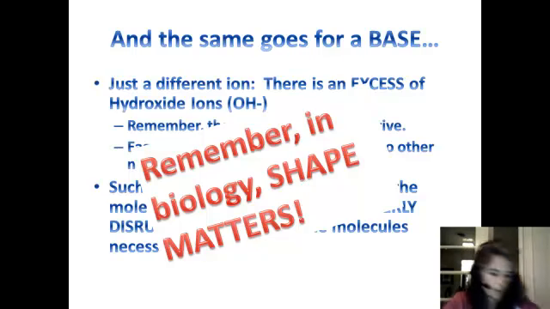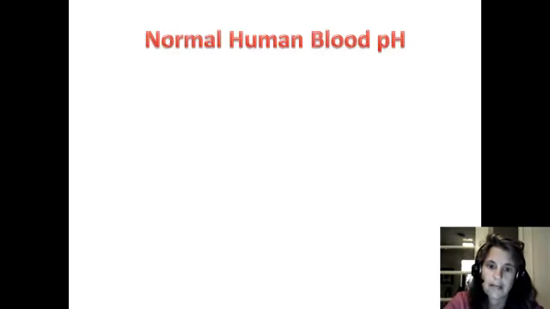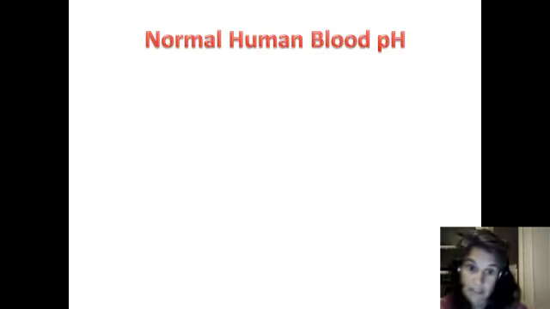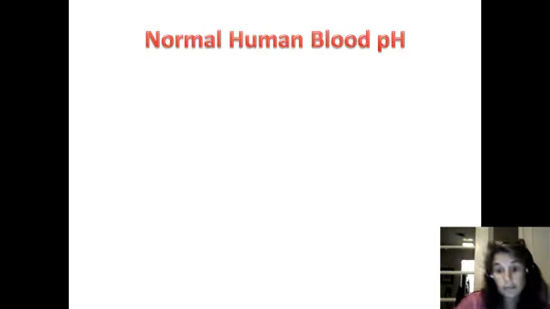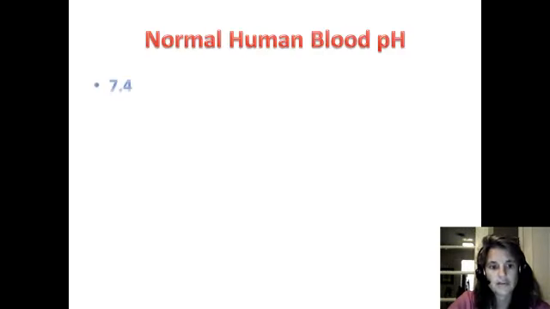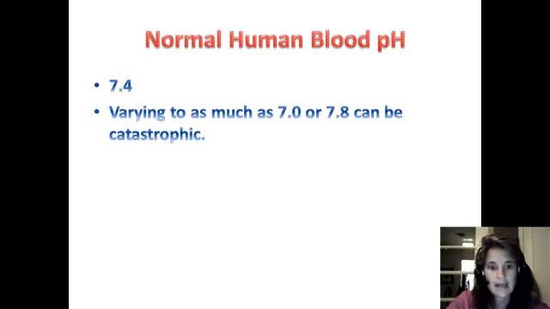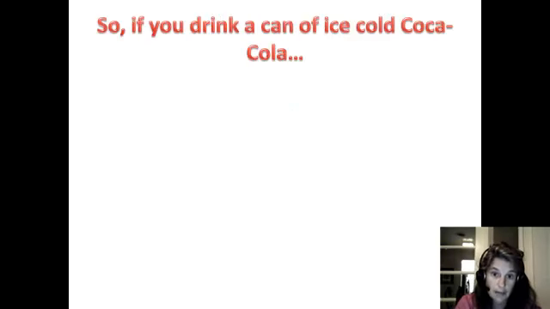Okay, remember, we don't want to disrupt the shape of our body's molecules. Now let's talk about a more specific example in human blood. The pH of human blood is right around 7.4, just a bit above neutral. It's very, very slightly basic, and varying even a little bit in either direction, you can see on the screen, from 7.0 to 7.8 can be catastrophic, very, very damaging to the molecules in your body.